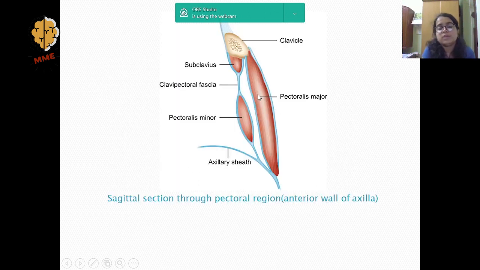So here I was talking about the clavipectoral fascia. If I touch upon this sagittal section through the pectoral region, the clavipectoral fascia splits and encloses the pectoralis minor muscle. And superiorly, it again splits to enclose the subclavius muscle. But inferiorly, this portion becomes continuous with the suspensory ligament of the axilla, which is responsible for forming the dome of the axilla. It stretches to form the dome of the axillary sheath.